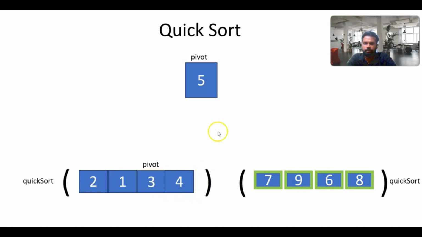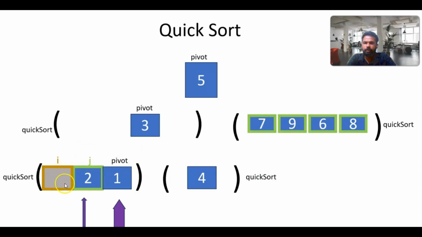Now the pivot element is in the correct position of the array. The elements left of the pivot element are all less than the pivot element. An element right of the pivot element is greater than the pivot element. So 3 is in the correct position of this array. And then we again sort these two arrays separately.